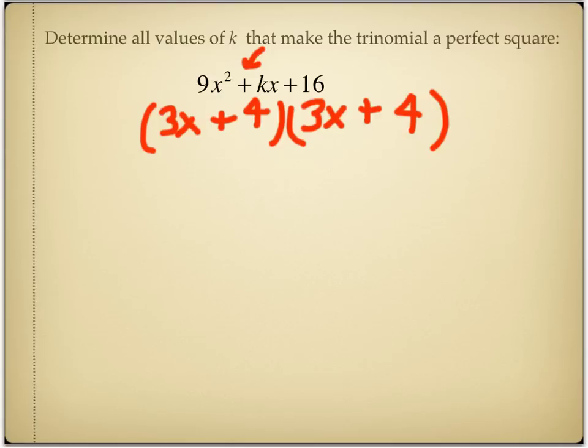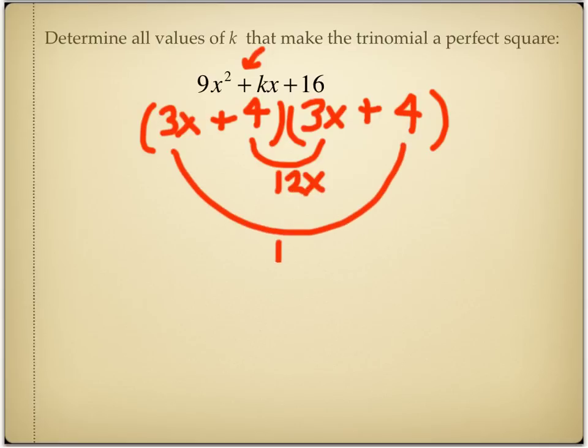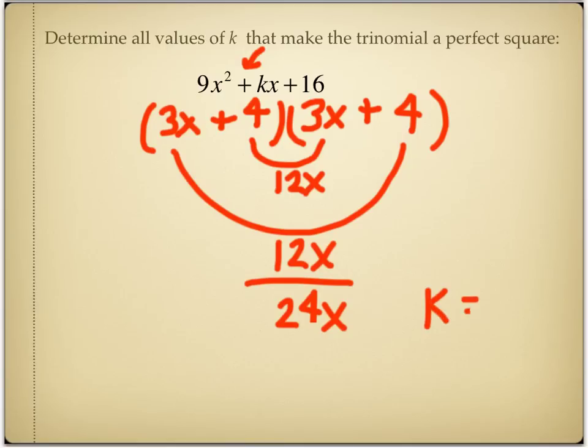Now let's multiply this out, see what that k value would be. Again, we're mainly interested in those innards and outards here. So 4 times 3x is 12x. Same thing on the other side. So it looks like that middle term there would have to be 12 and 12, which is 24x.